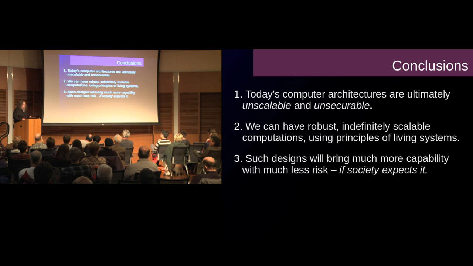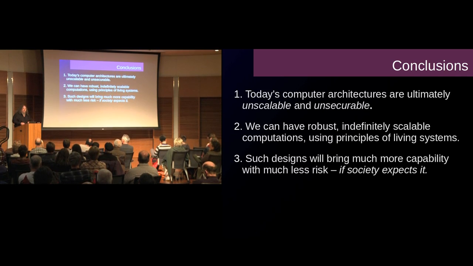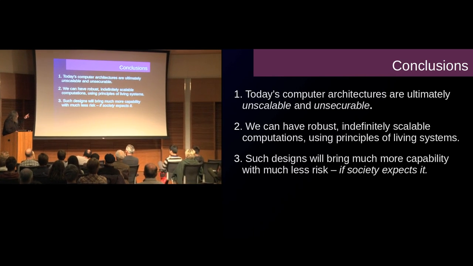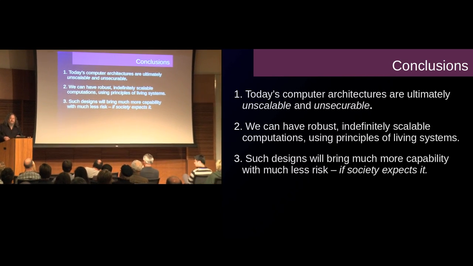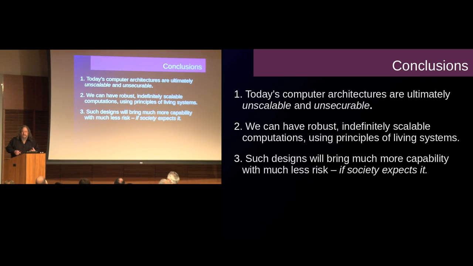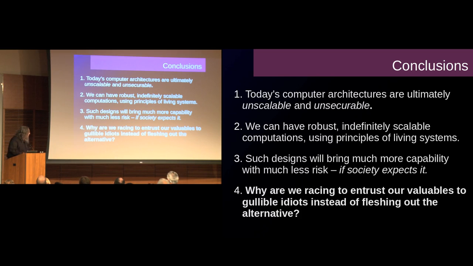We can have robust, indefinitely scalable computations if we model them in the way that living systems work, viewed as computations. And if we do that, we will get computing systems which will be much bigger, which kind of excites me, but also much safer, which should excite everybody. So the action item I want to leave with all of you is to ask this question. Why are we racing to entrust our valuables to gullible idiots instead of fleshing out the alternative?